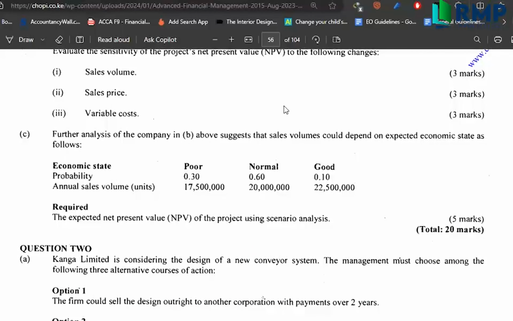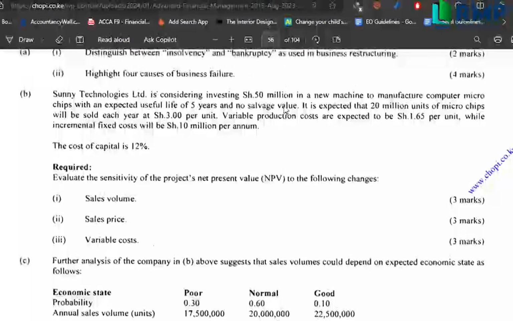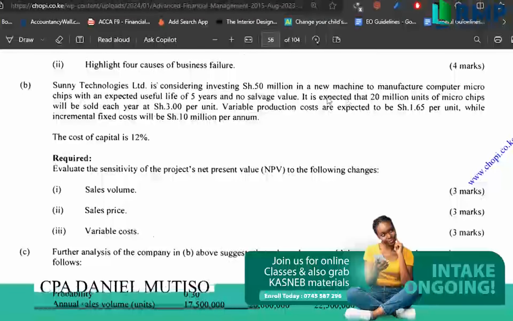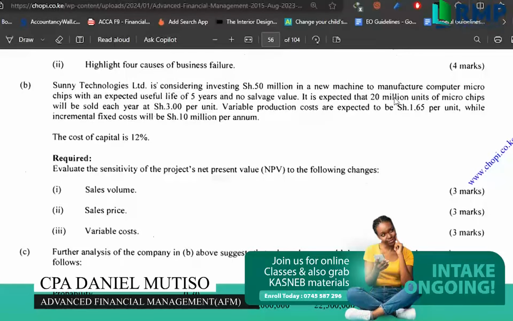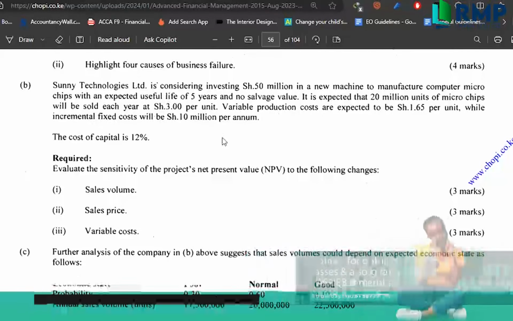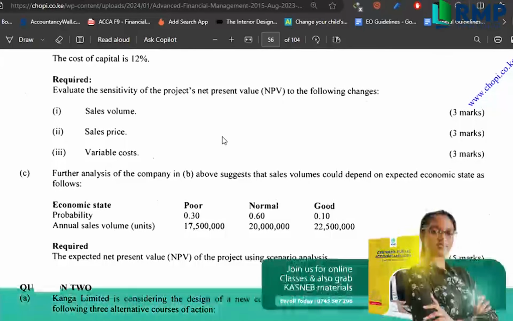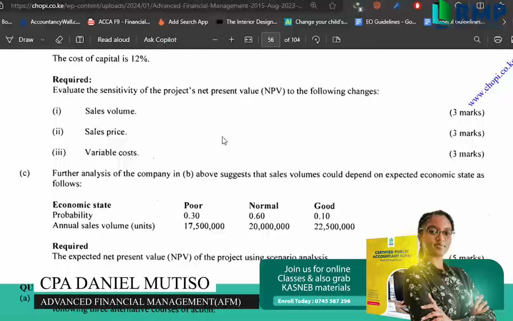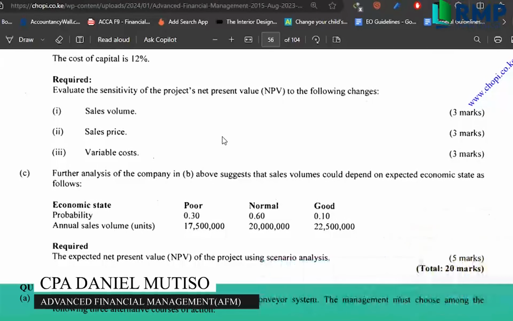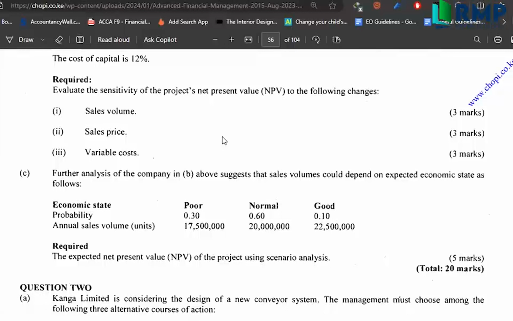But when you look at the annual sales volume, for the poor it will be 17.5 million, the normal will be remaining as per the requirement part one. When you look at part one, we remained because they told us it is expected that the 20 million units of microchips will be sold. So that one will remain as how we did it in the first phase. Nothing is going to be changing there. What we are going to be calculating here should be the NPV of the poor and good, because we have the NPV for the normal.